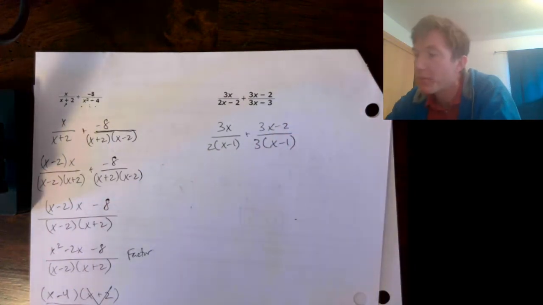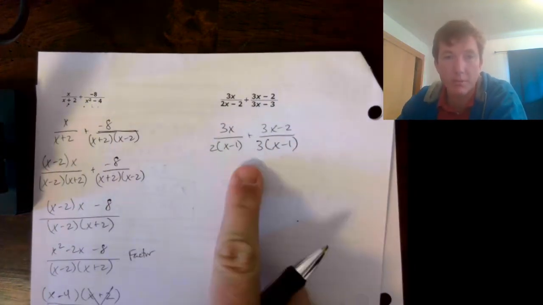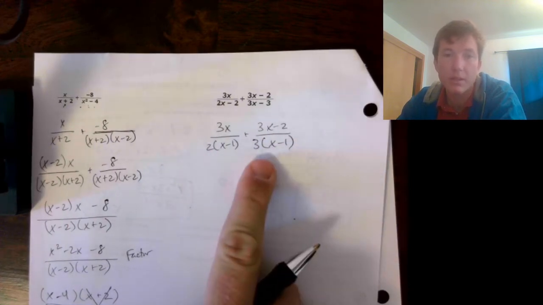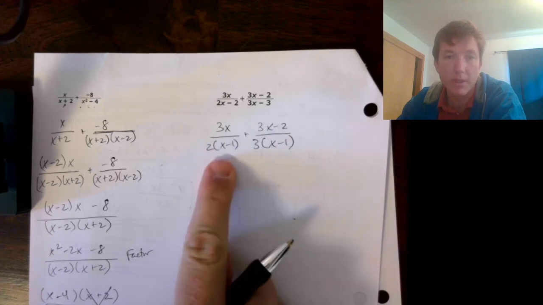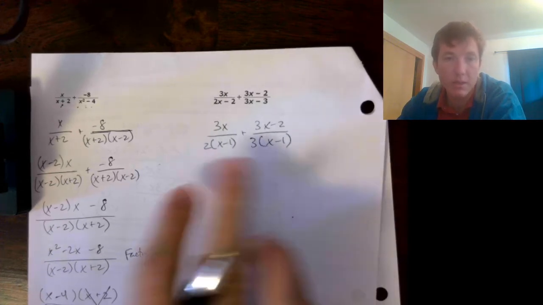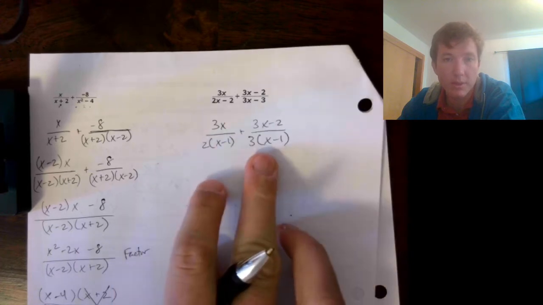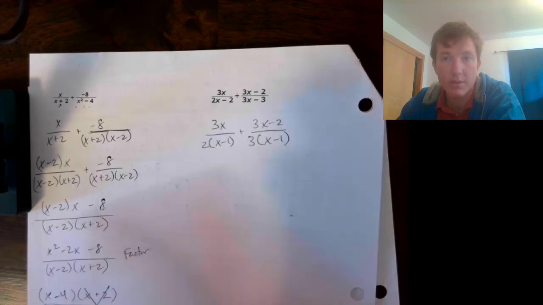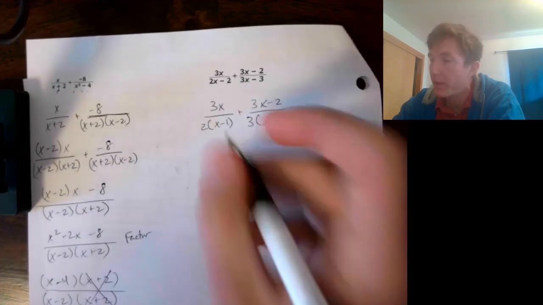Okay, cool. So now we have x minus 1 in both, but we have a 2 here and a 3 here. So what I'm going to do is multiply the left side by 3 and the right side by 2. When I do that, 2 times 3 is 6, 3 times 2 is 6. I'll get the same number. This is finding the least common multiple.